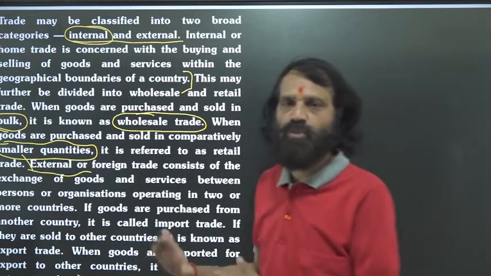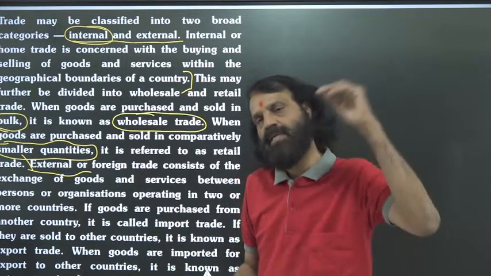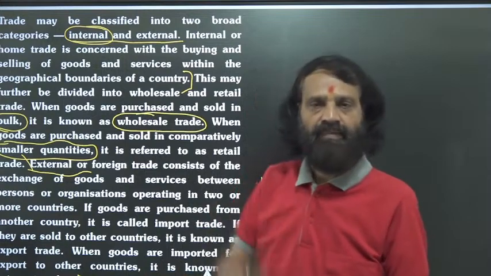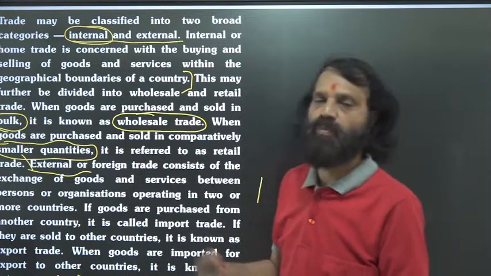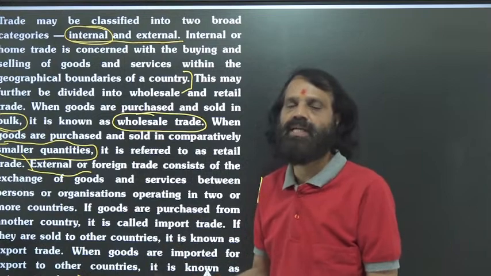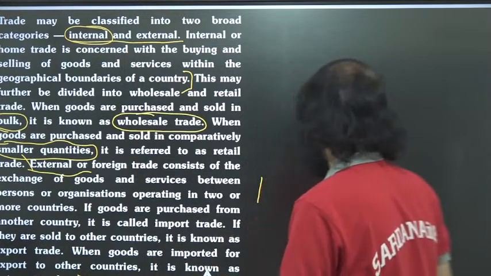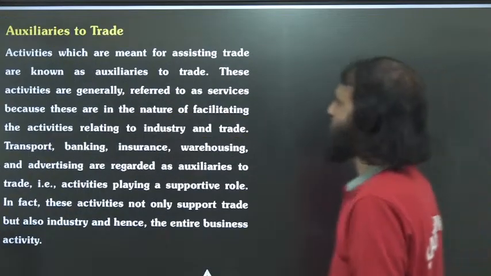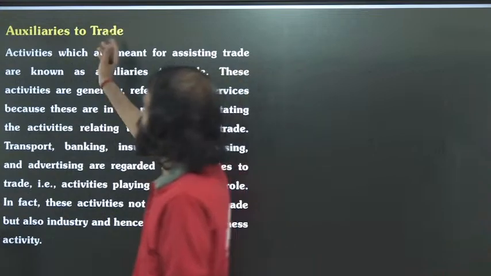When we import some goods from other countries, when we buy some goods from another country, then that is import. When we export goods from our country to another country, that is export. That's all. Then we can move on to the next point and understand what is auxiliaries to trade.